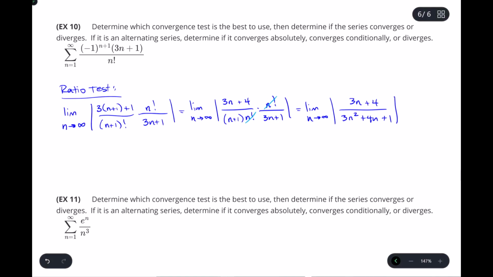It's just that the leading terms, the degree in the denominator is larger. That's going to take this limit to 0. And with the ratio test, that proves convergence. So this converges, and in fact it converges absolutely by the ratio test.